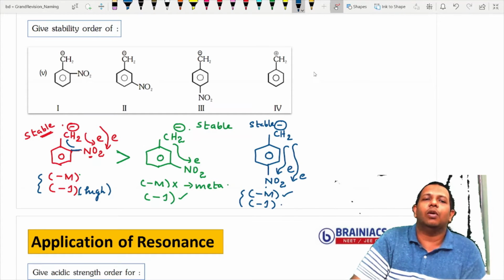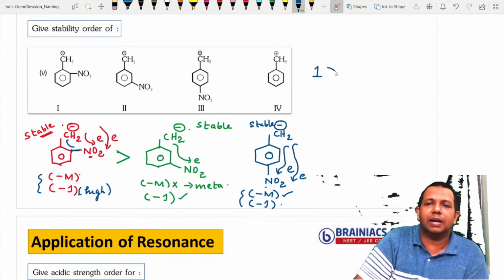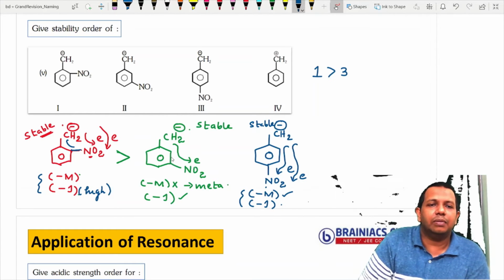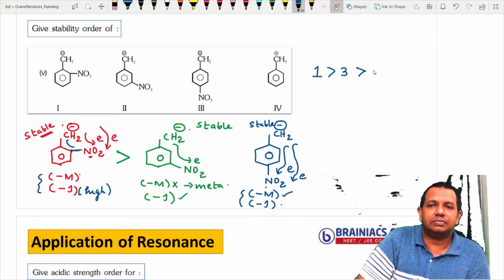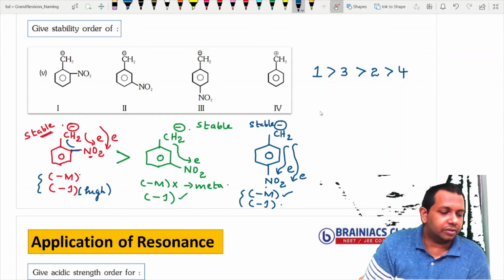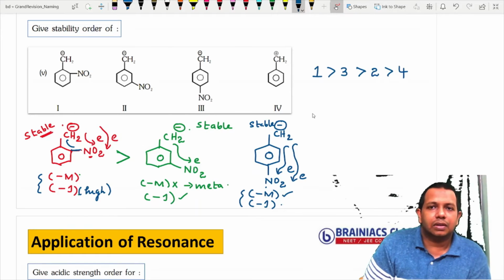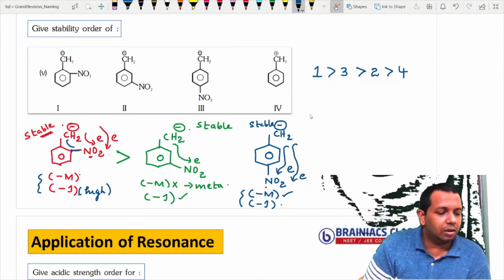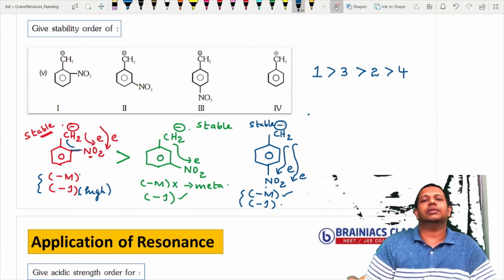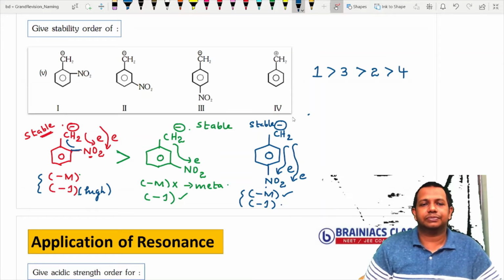So my prominent order will be 1, then comes which one? The third one. Then comes which one? We have the second one, correct, because this is also stabilizing. And then comes the fourth one, because the fourth one does not have any group, so we can say it comes last. So what I am getting here is that 1, 3, 2, 4 is the expected answer for this question. Clear for everyone?